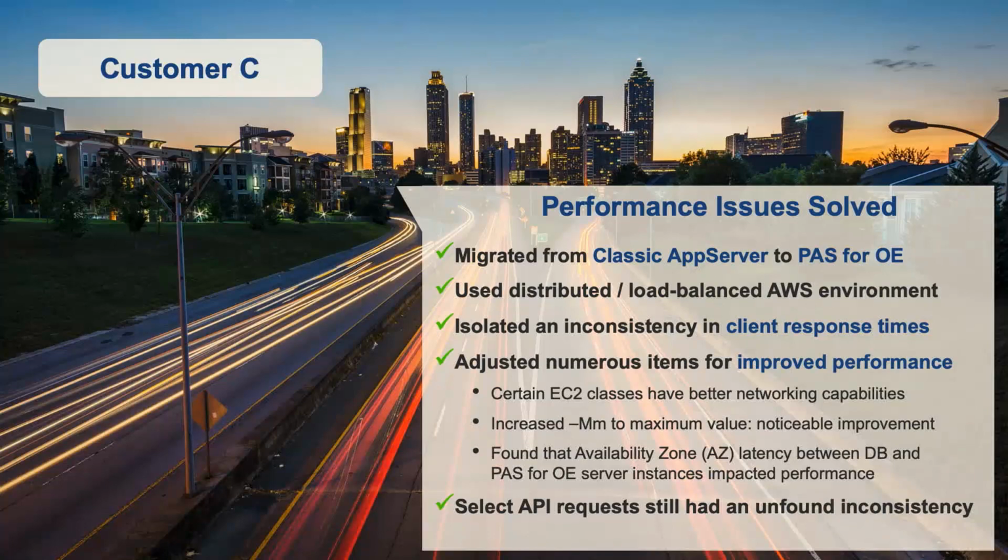All right, customer C. This is another migration, classic app server to PAS for OE. This one was much more complex. They were using a distributed and load balanced environment in AWS. That didn't necessarily make it more complex. It was just a lot more moving parts. So there was a lot to isolate.